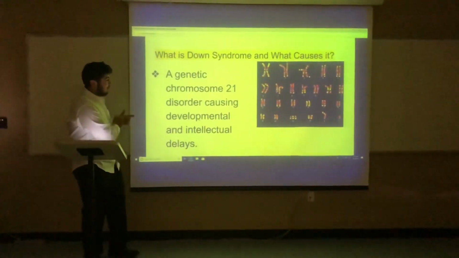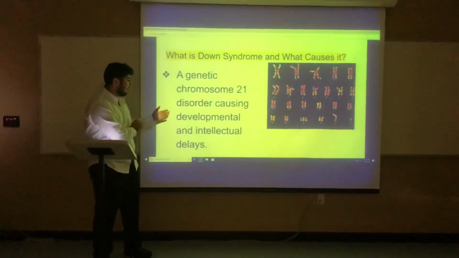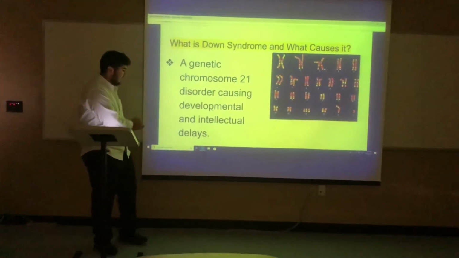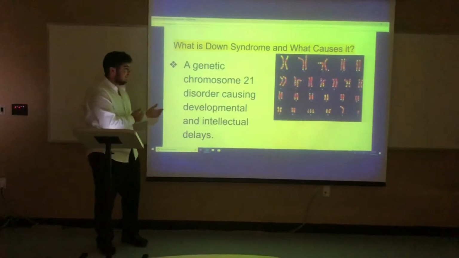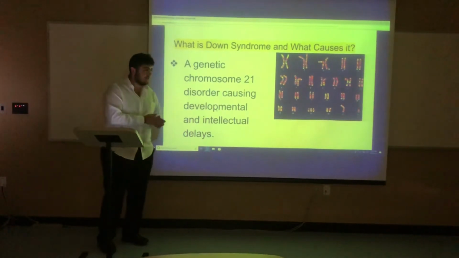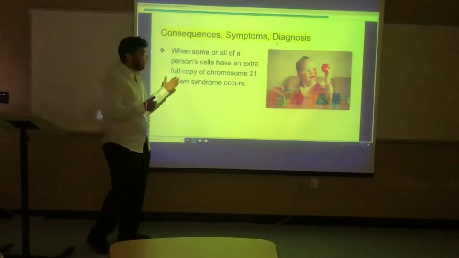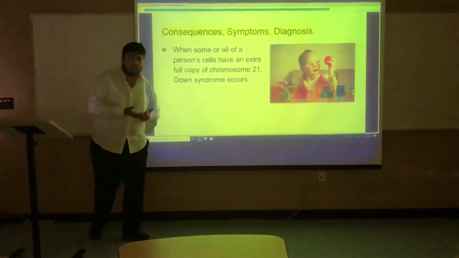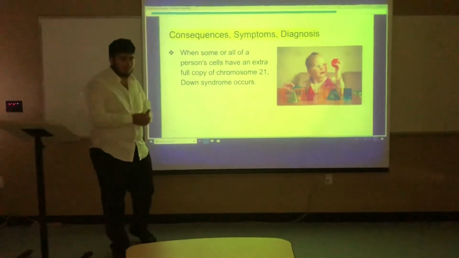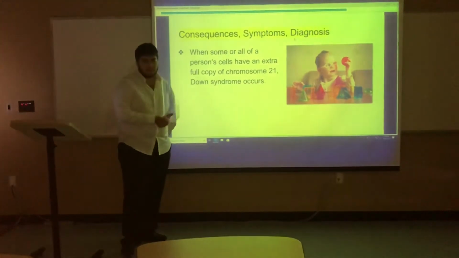What is Down syndrome and what causes it? Down syndrome is a disorder causing development and intellectual delays. It is usually caused by cell abnormality in cell division, causing an extra genetic chromosome of 21. Consequences, symptoms, and diagnosis of Down syndrome. When some or all of the person's cells have an extra chromosome in set 21, then Down syndrome occurs.